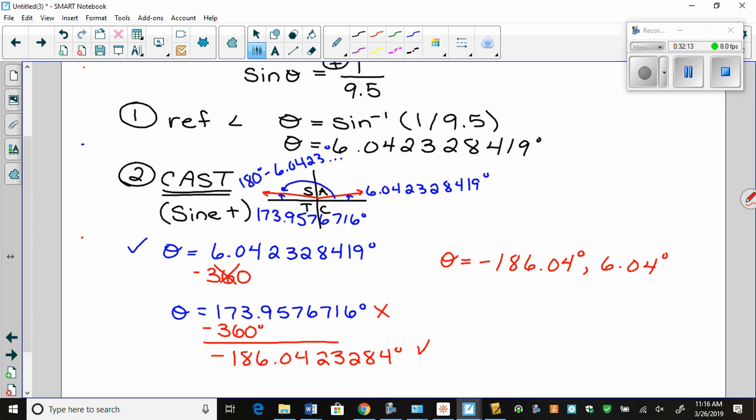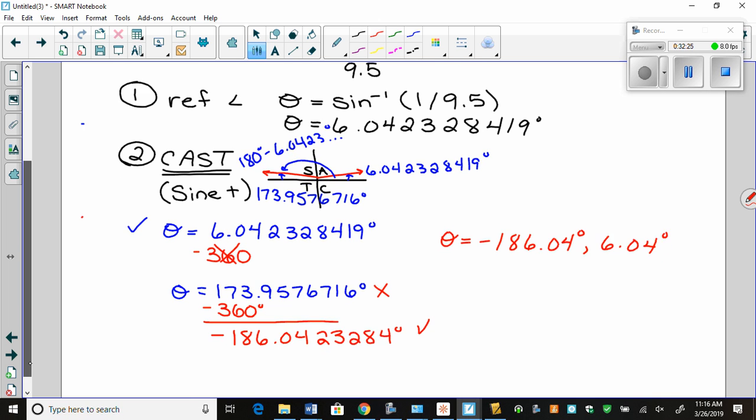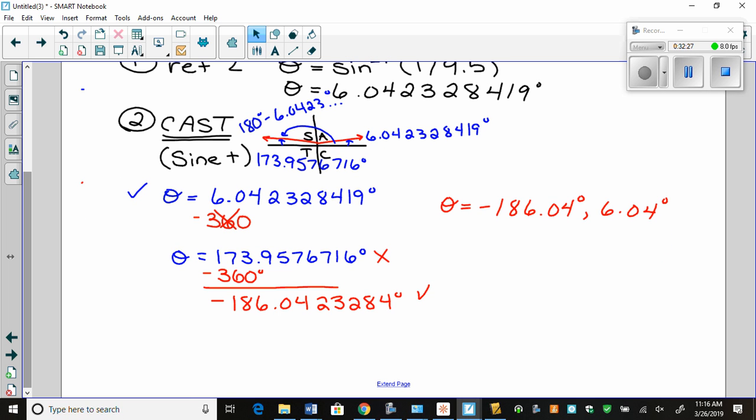Does that make sense? Does the restricted domain scare you? Should it scare you? No, it's literally just coterminal angles. Follow the same three steps. We got it? So how can they amp it up? Because they will. They'll say solve.